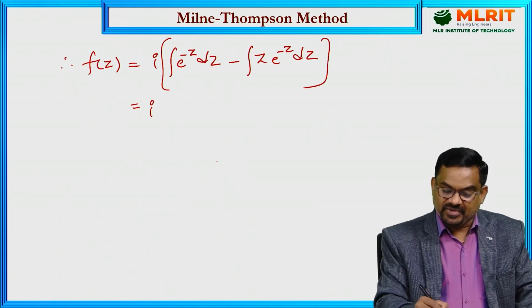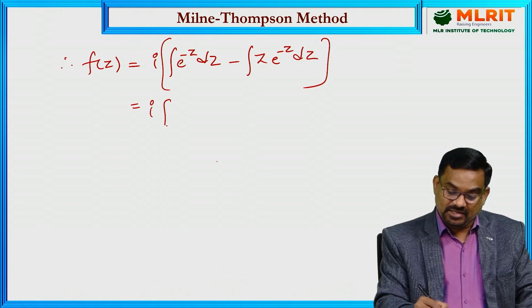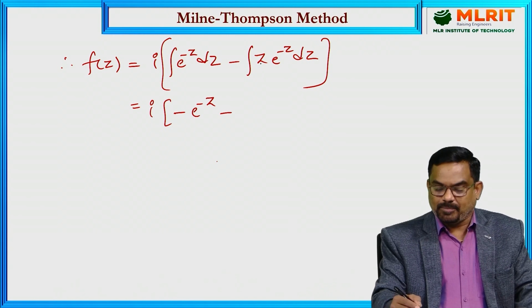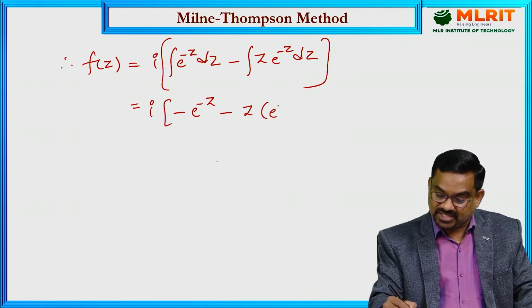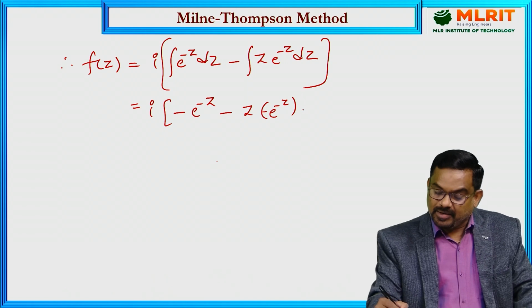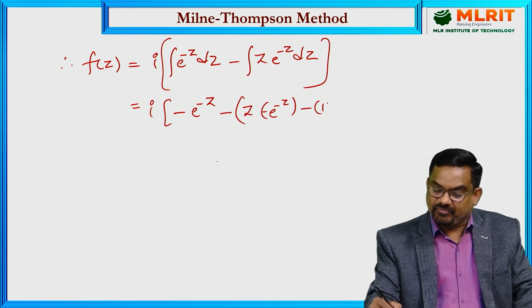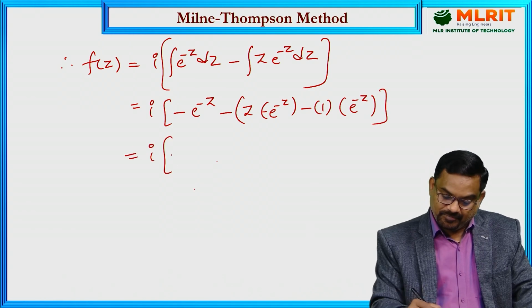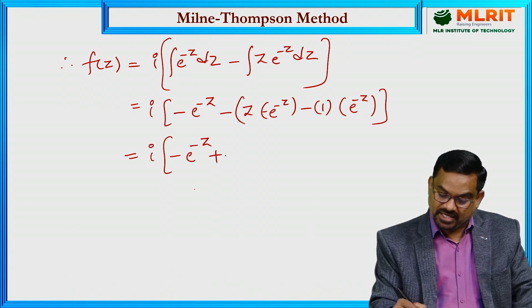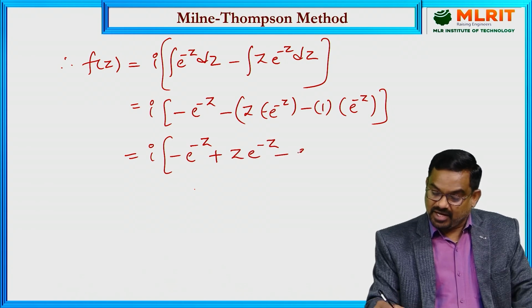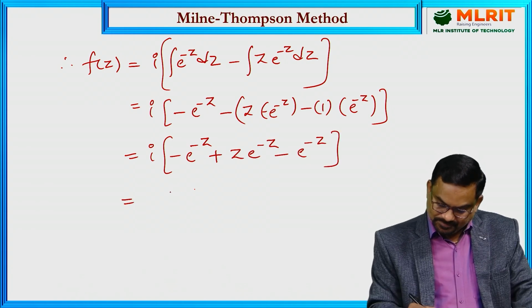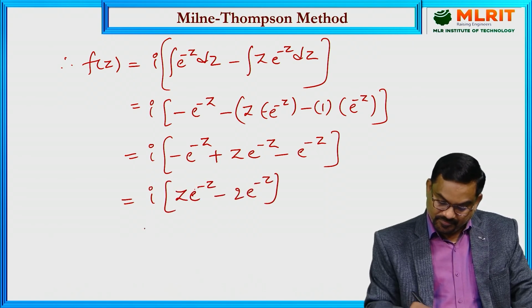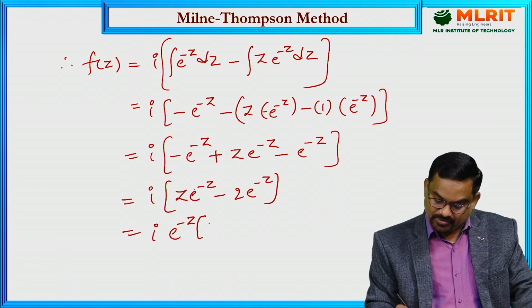So i into integral e power minus z is minus e power minus z, minus, here integral by parts. We apply integral by parts. First function, integral of second, so e power minus z, minus derivative of first, again integration of second. So this is i into minus e power minus z minus minus plus z e power minus z minus e power minus z. So i into z e power minus z minus 2 e power minus z. So i into e power minus z into z minus 2.